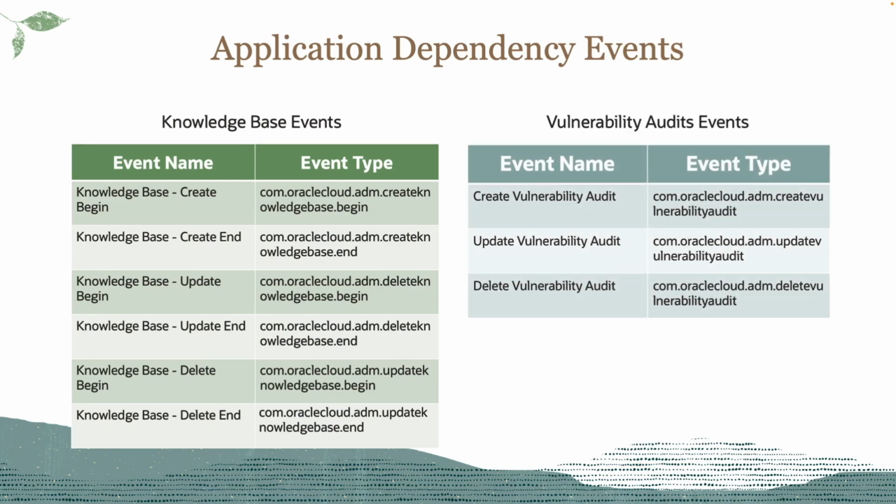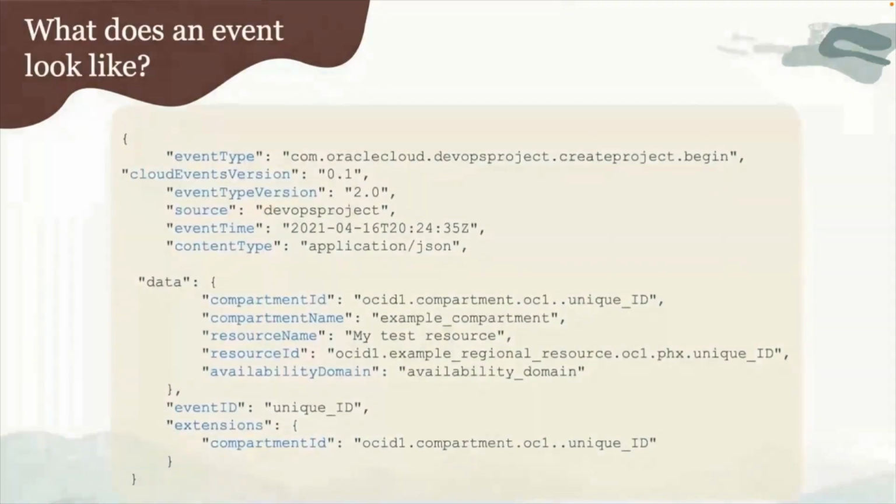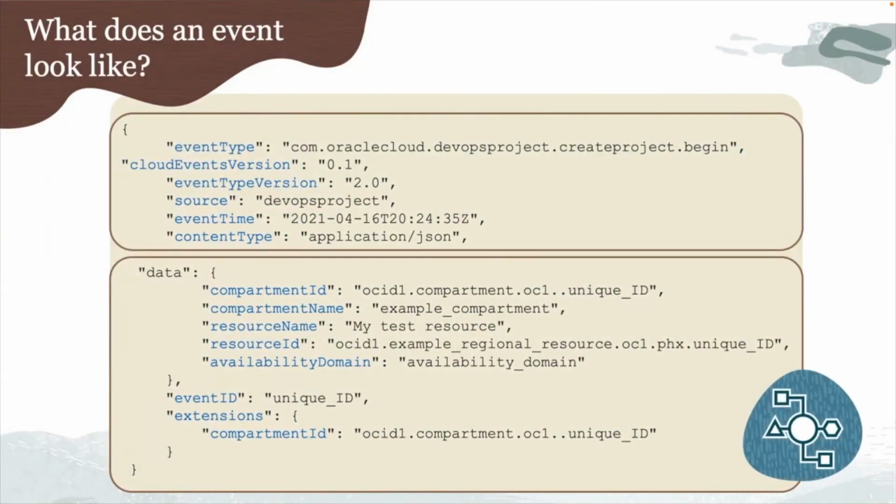A vulnerability audit describes the vulnerabilities of your applications and its dependencies. Similar to the knowledge base, there are event types with creating, updating, and deleting vulnerability audits. What does an event look like? Here is an example event which is in JSON format.